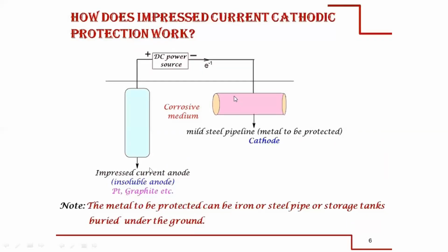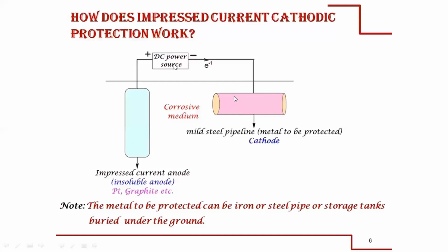In the sacrificial anode method, we use a sacrificial anode. Here, it is an impressed anode. Right. Now, the DC power supply's negative terminal is connected to the mild steel, and the positive terminal is connected to the impressed anode.